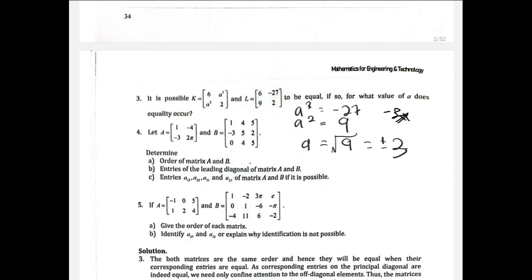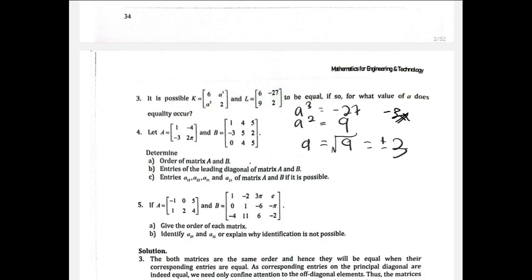Next, let's determine the entries of A and B accordingly. So a12, where is a12? So we have row 1, column 2. So this is a12. And then a22, the second row with the second column. A31. Of course you don't have a third row, so basically it is not possible for A. And a23. Of course we have row 2 but we don't have column 3, so it is not possible for A.